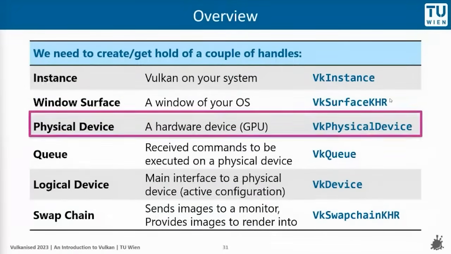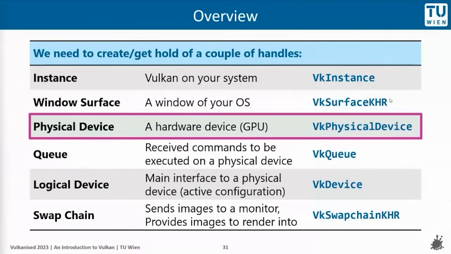Then moving on to the physical device. The physical device represents one device in your computer that is capable of running Vulkan. So this will be your GPU, or some of you might have laptops that have two GPUs. So then you will get two physical devices that are capable of running Vulkan.